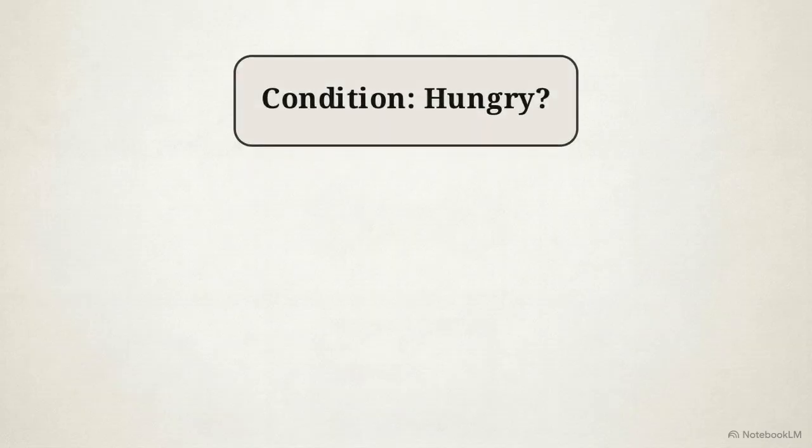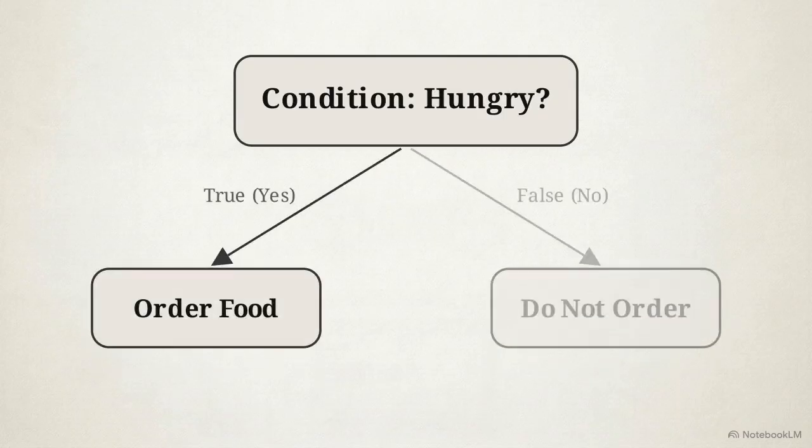Every day, you make hundreds of decisions using a basic logical filter. If you're hungry, you order food. If you're not, you don't. Your brain runs this conditional check automatically. To give your computer that same decision-making power, we use an if statement.